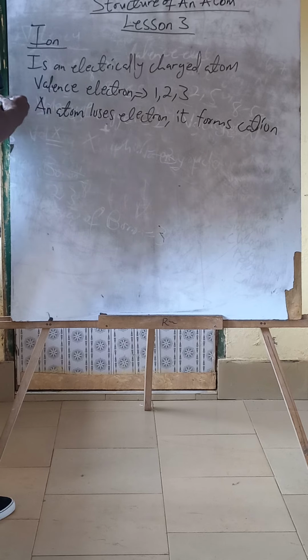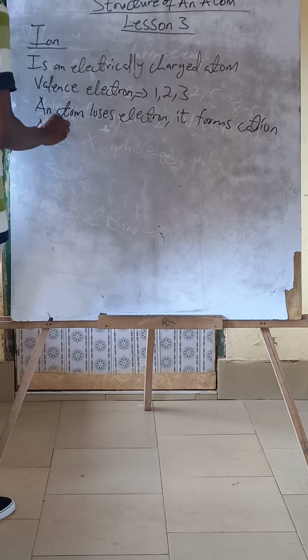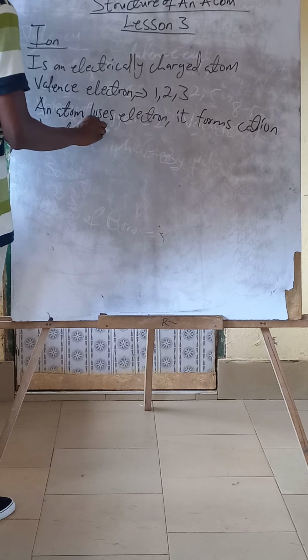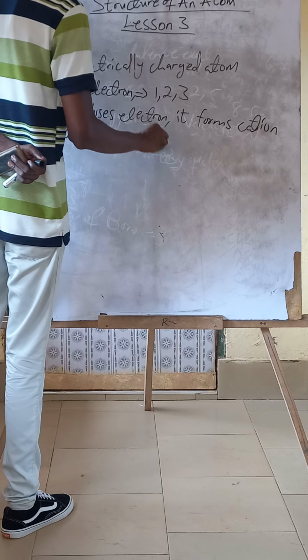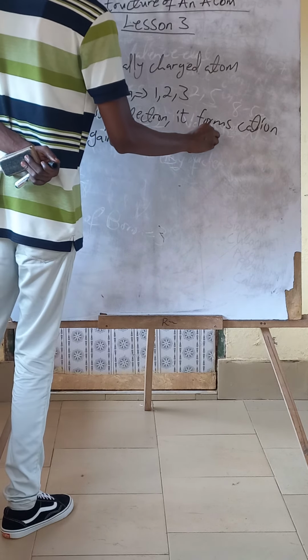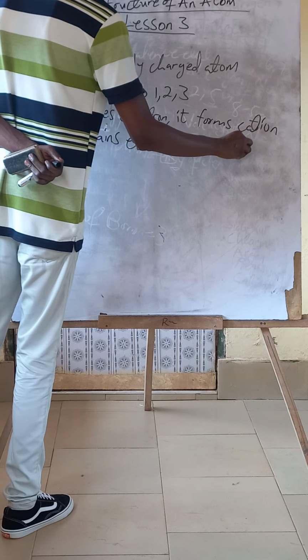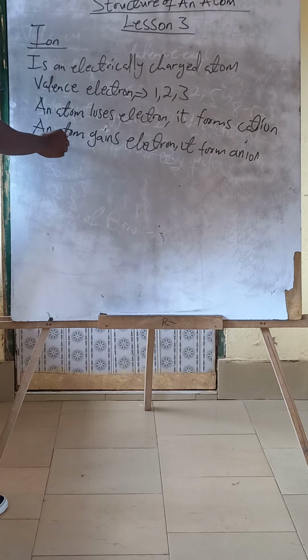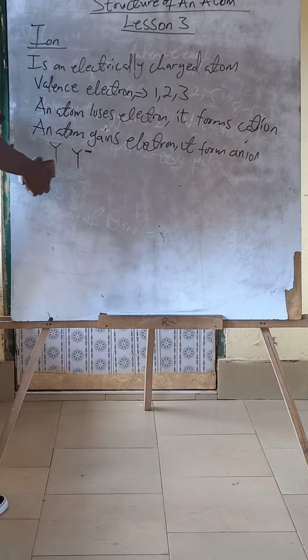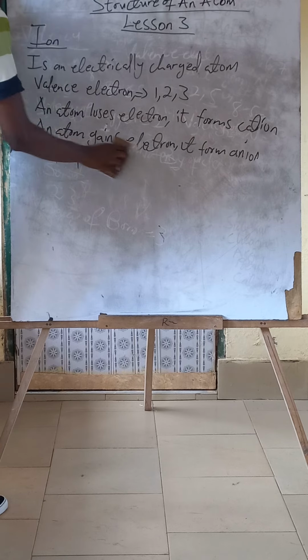And anytime that an atom gains an electron, it also forms an anion. That is a negatively charged ion. So when you have an atom Y, and that atom Y receives an electron, it will form a negatively charged ion. So a negatively charged ion is called an anion, and a positively charged ion is called a cation.